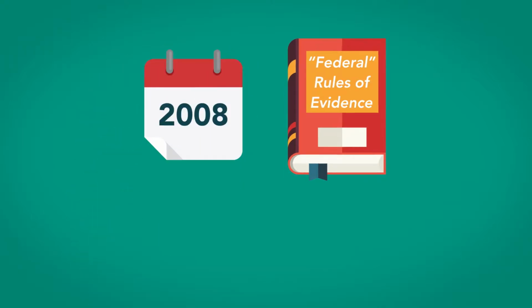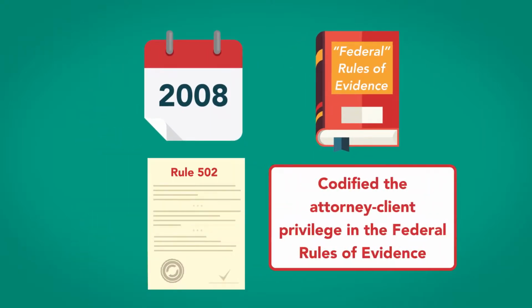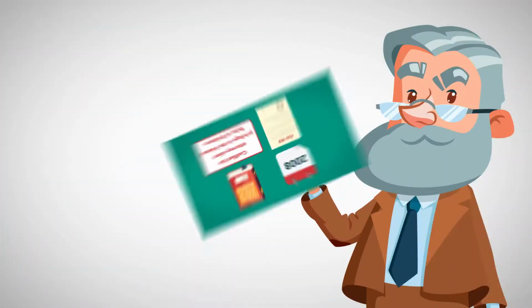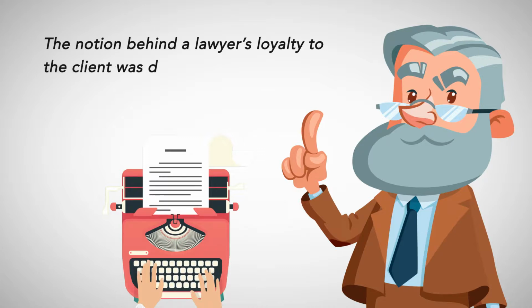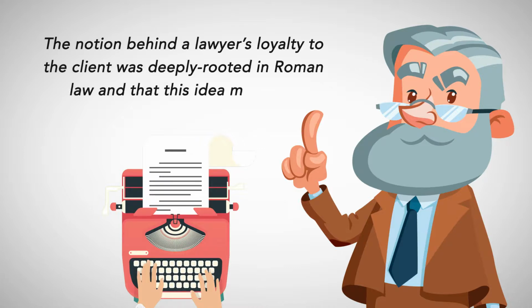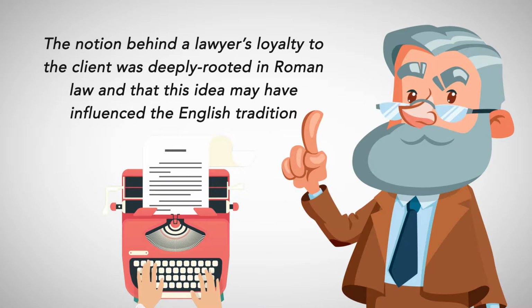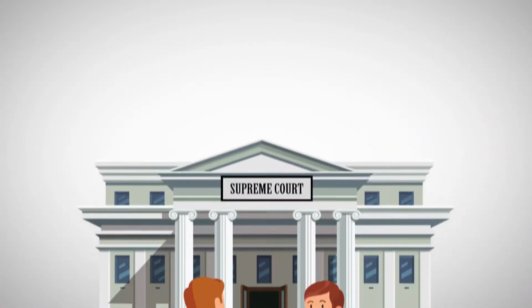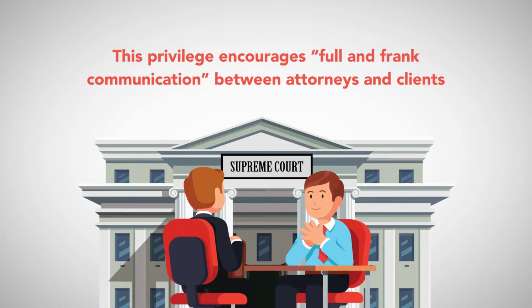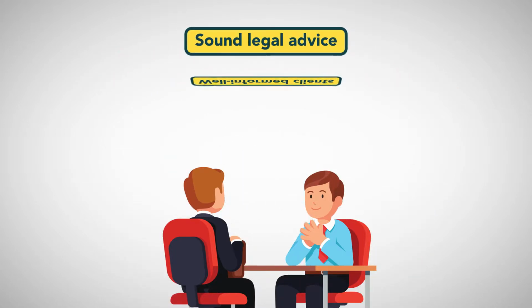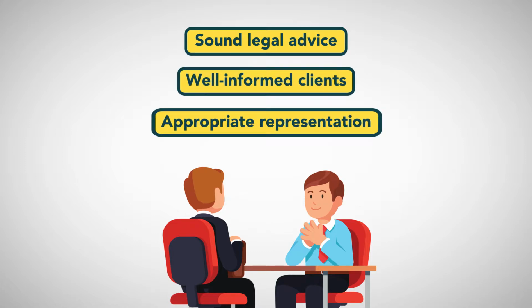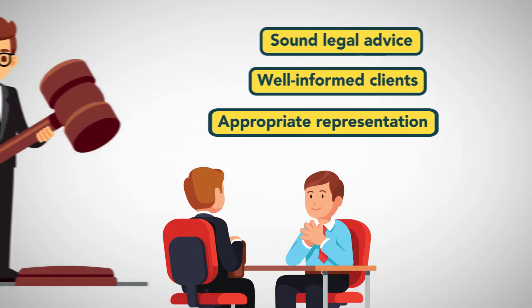In 2008, however, Rule 502 codified the attorney-client privilege in the Federal Rules of Evidence. Scholars have written that the notion behind a lawyer's loyalty to the client was deeply rooted in Roman law and that this idea may have influenced the English tradition. The Supreme Court noted that this privilege encourages full and frank communication between attorneys and clients.